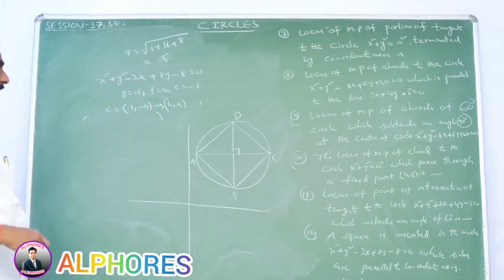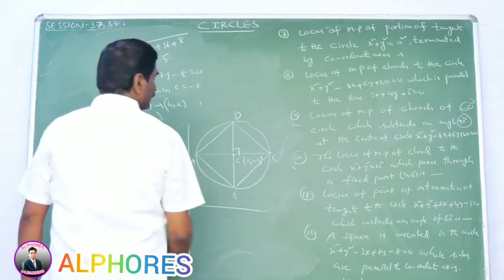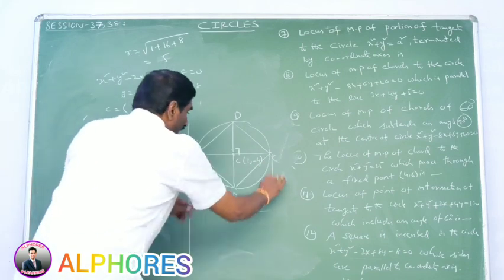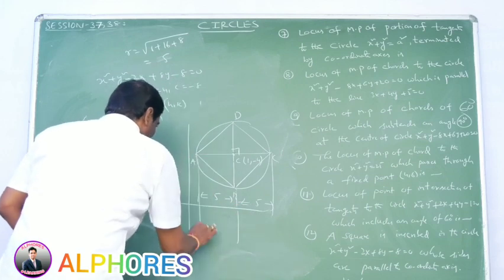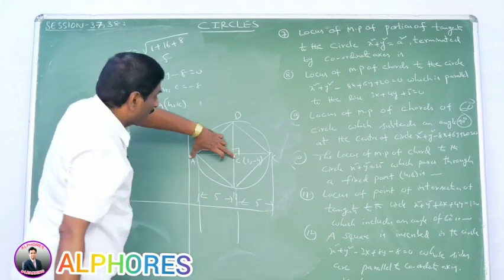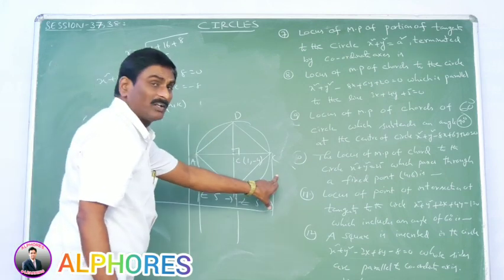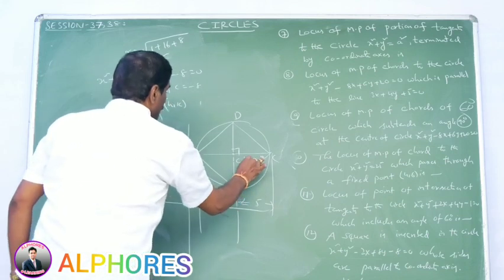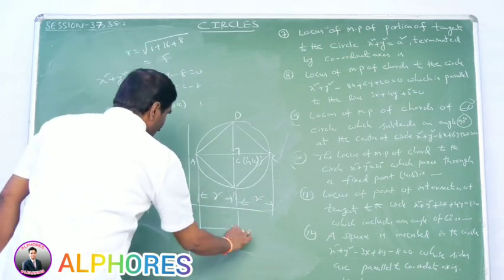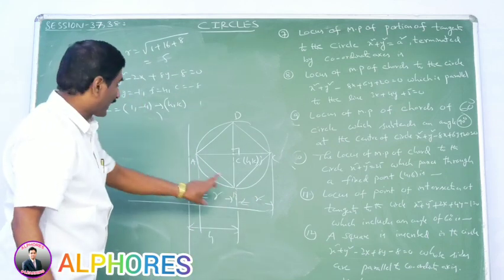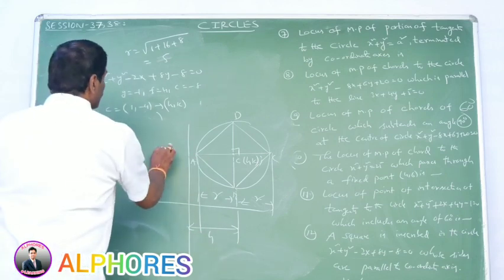In this case, the center of the circle C(h, k) is nothing but (1, −4). What is this distance? This is nothing but the radius, 5 units. For getting the vertex A, the total distance to the center is h, and this part is r units, so the x coordinate of A is h − r. And the x coordinate of C is h + r.